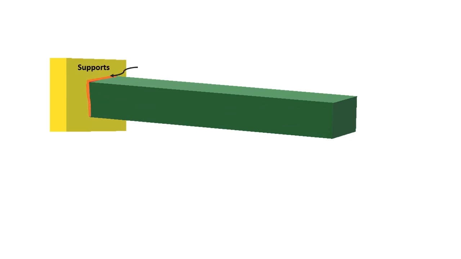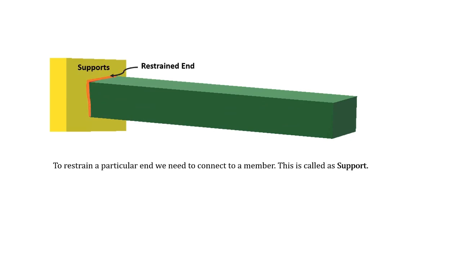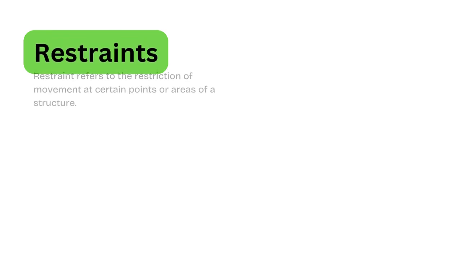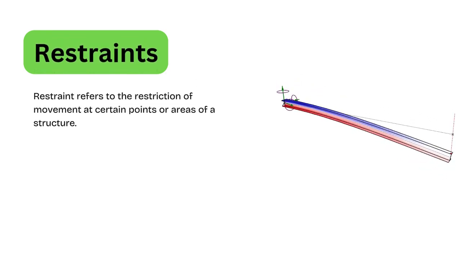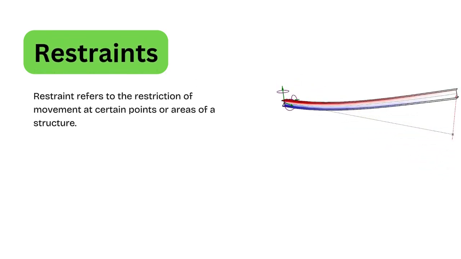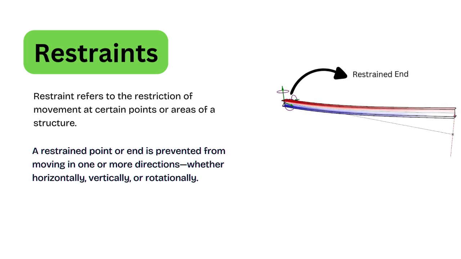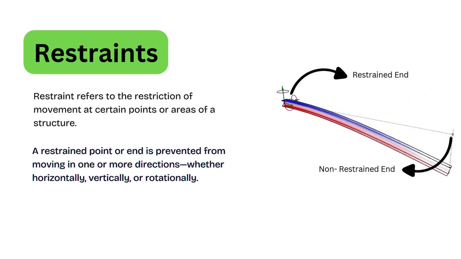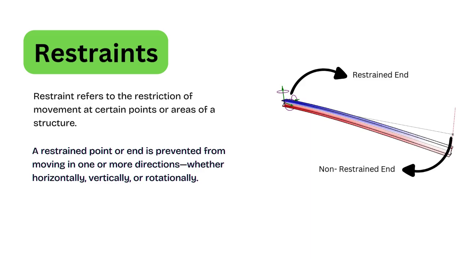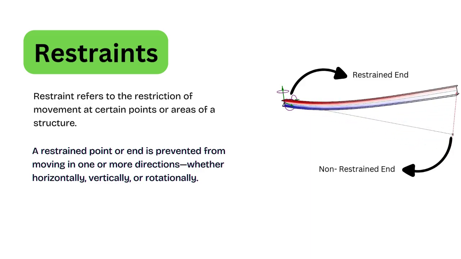This is called a support. So, here we need to understand two main terms. 1. Restraints. 2. Supports. Restraint refers to the restriction of movement at certain points or areas of a structure. A restrained point or end is prevented from moving in one or more directions, whether horizontally, vertically, or rotationally.